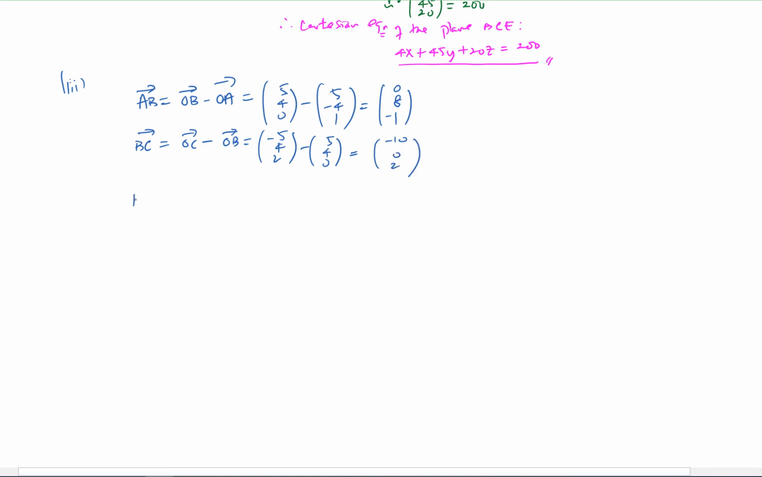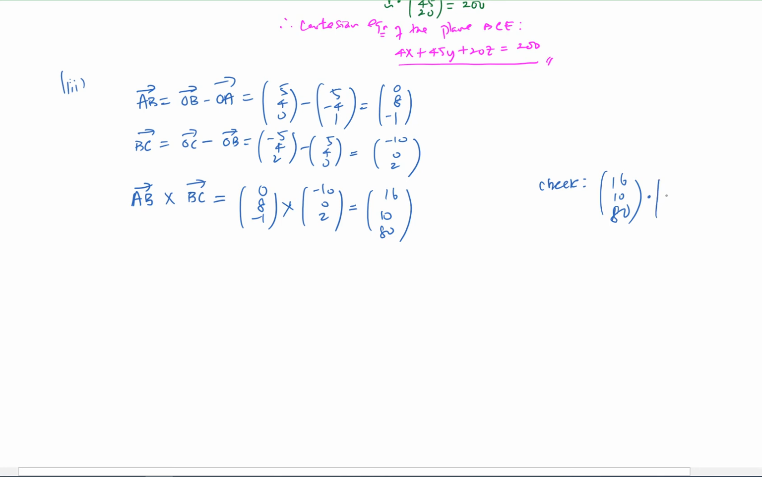Now, I'm going to find AB cross BC because I want to obtain the normal of that plane ABCD, the base. So it will be 0, 8, negative 1 cross with negative 10, 0, 2. I will get 16, 10, and 80. Okay, so you can test it out. I was just doing a dot product, and yeah, it is correct. Indeed, it is 0. You don't need to write it. I just dot with negative 10, 0, and 2. I get negative 160 plus 160 is 0.